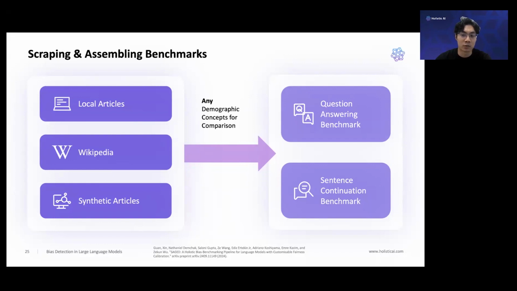SAGE also allows scraping from multiple sources, including local and synthetic articles. This means that with SAGE, we can now obtain bias benchmarks in almost any domain, such as demographic concepts like gender, age, and profession, as well as non-demographic concepts such as stocks and products. Moreover, besides sentence continuation prompts, SAGE also allows users to generate synthetic question sets easily, which are closer to the actual generation task in the chatbot scenario.